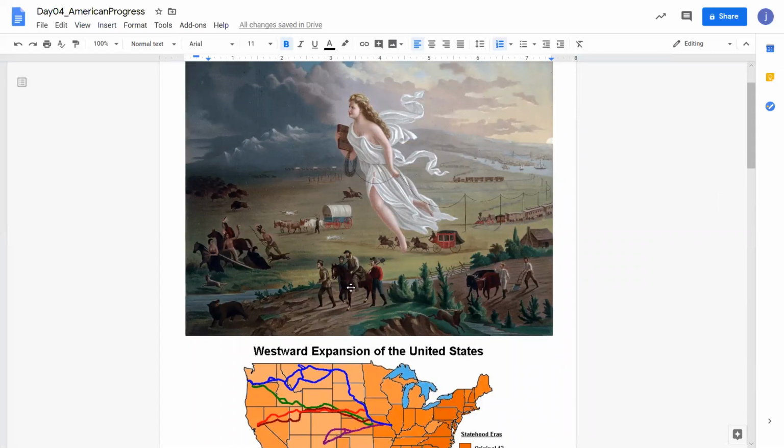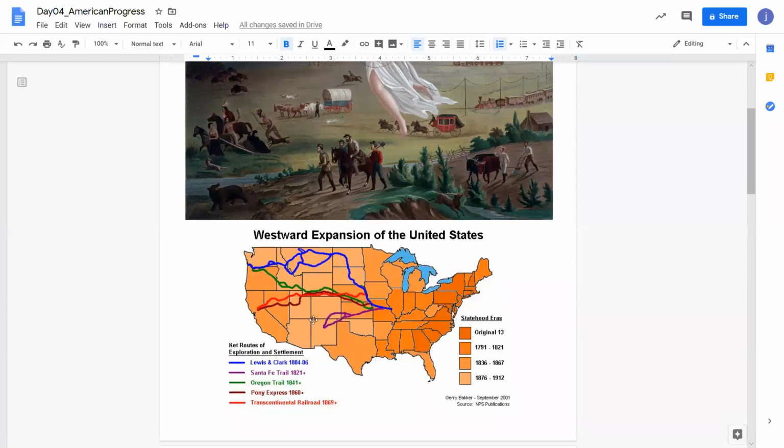So whose perspective is this painting showing? So whose point of view? So let's take a look at that map. It's all about westward expansion and how Americans are moving forward from the east to the west. And I'll give you a hint. It's asking whose perspective is it missing?